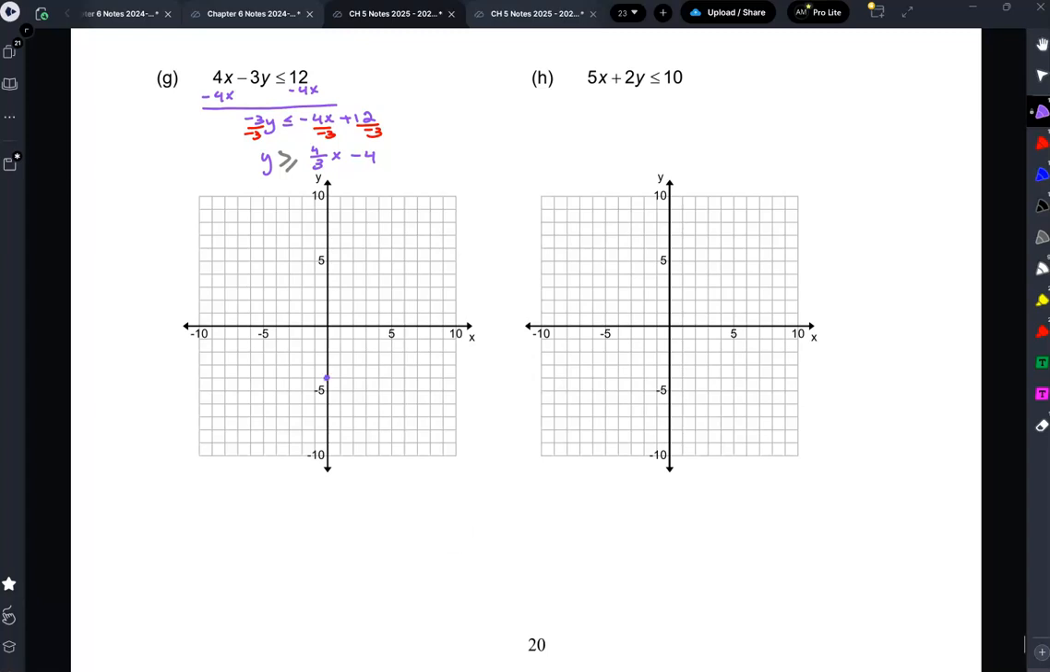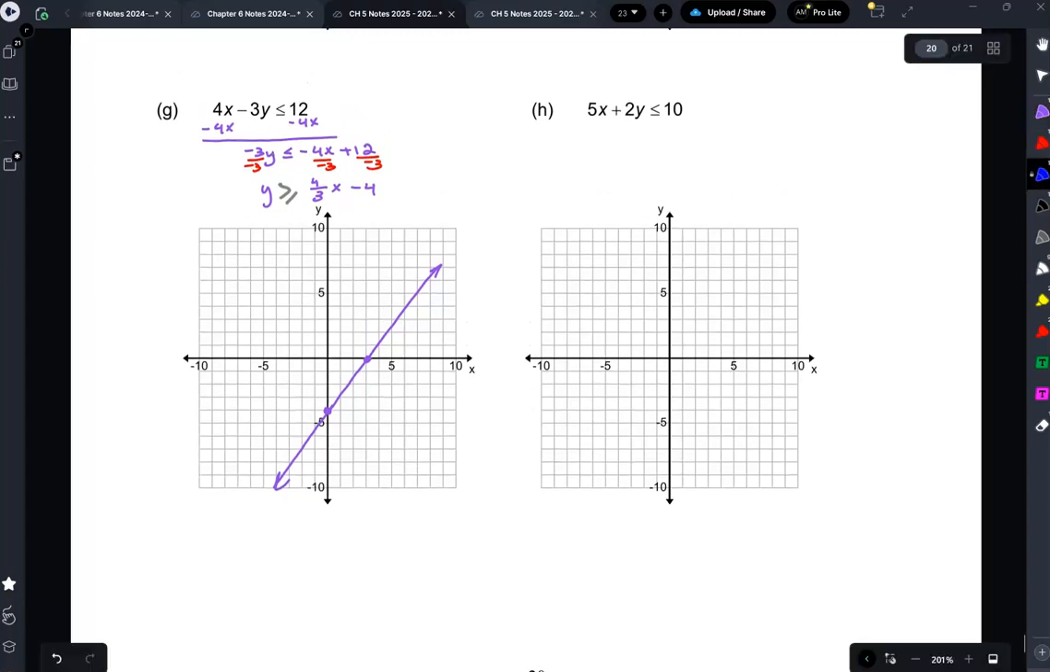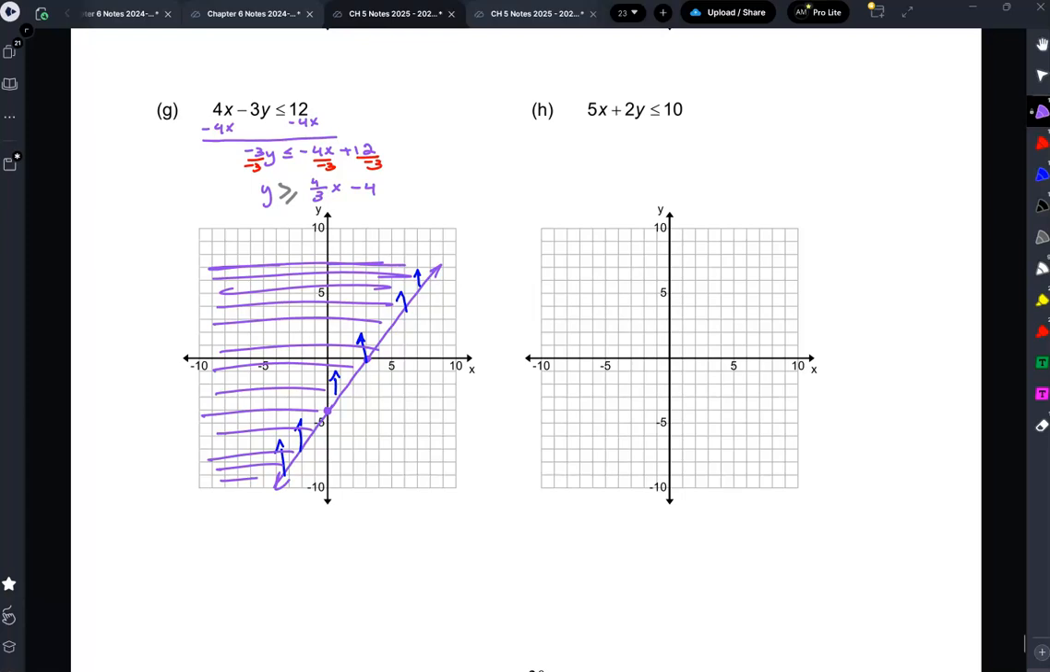Okay, y-intercept is at negative 4. I'm going to go up 4 over 3, and this is going to be a solid line. Okay. Arrows have to be pointing upward. Don't tilt them. And then I shade the upper region. So that's going to be here. Okay, next one.